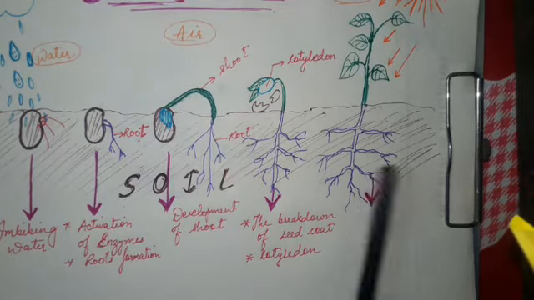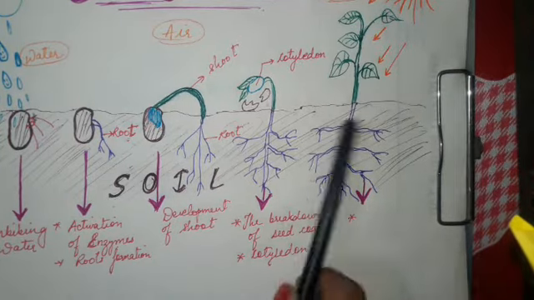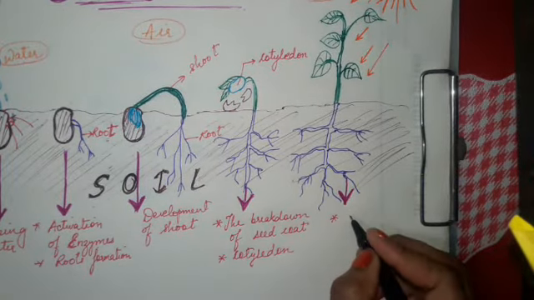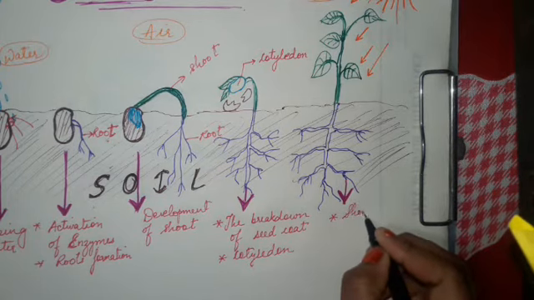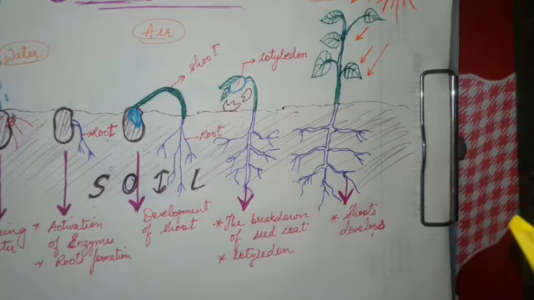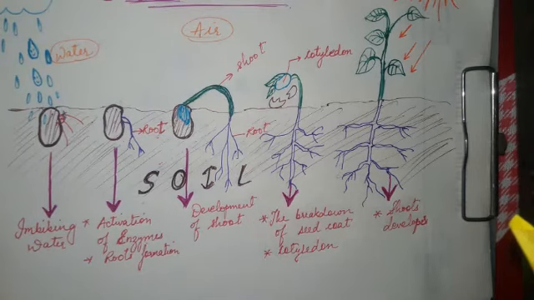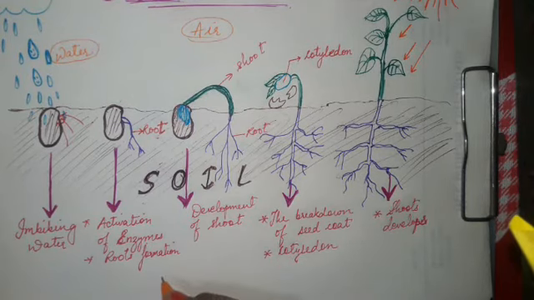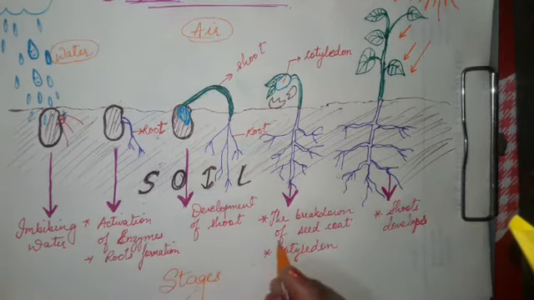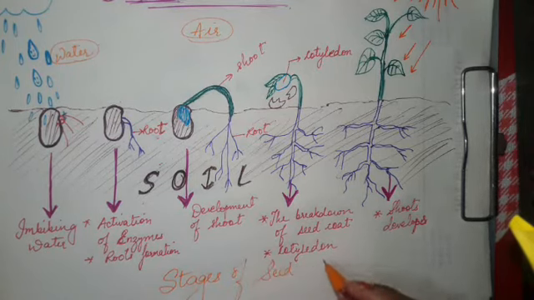Okay. Then the last step shows the fully developed shoot. So in the fifth step, you will be writing shoot development, or shoot develops. So this is exactly what is happening in the different stages of seed germination. So the heading which you will be writing here is stages of seed germination.